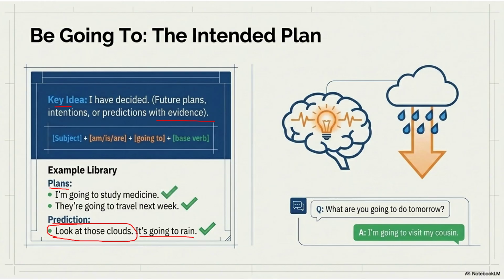When they are dark, we know that probably it's going to rain because they're really dark. But when we see those white clouds in that clear blue sky, we know that it won't rain, right? So we can make a prediction based on that evidence. So we use going to for that too. Okay? So that's practically the difference.